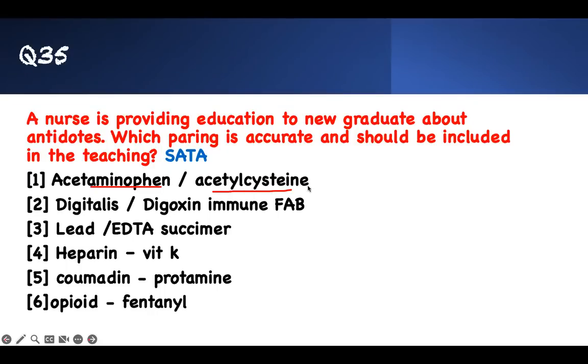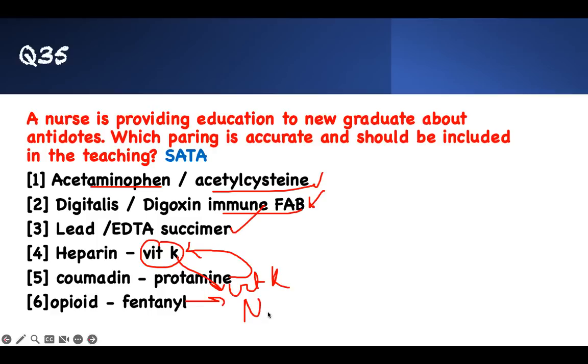Acetaminophen, yeah, acetylcysteine is what you need. Mucomyst. Digitalis, Digibind. This is good. Lead, EDTA. Heparin, not vitamin K. It's protamine. Coumadin, vitamin K, not protamine. Opioid, no. Fentanyl, fentanyl is another opiate. It's naloxone.